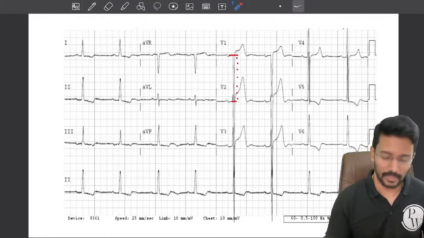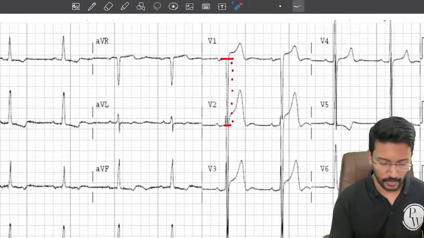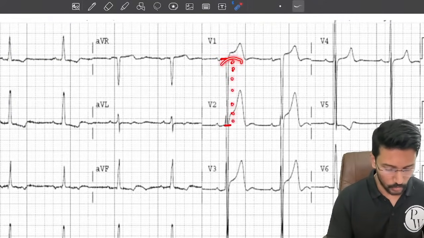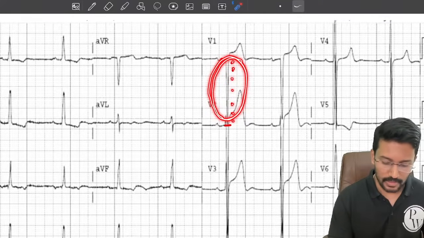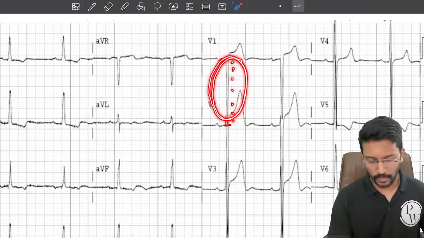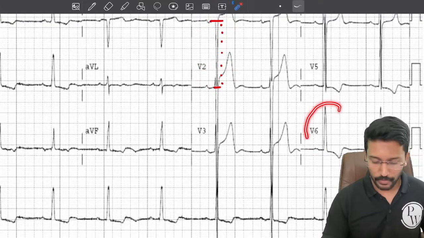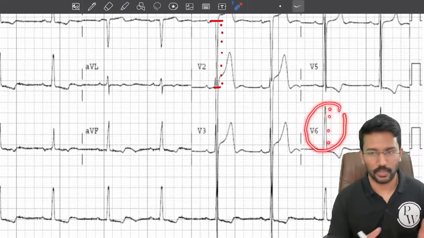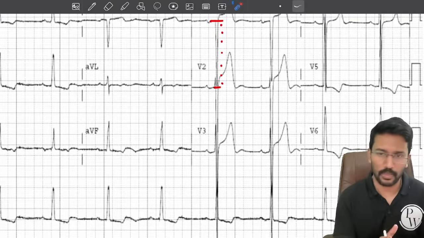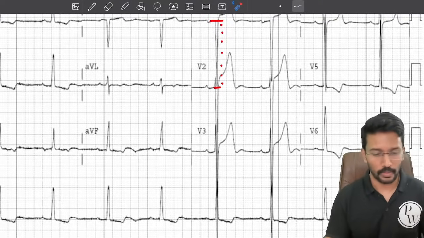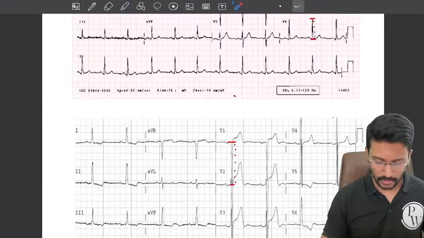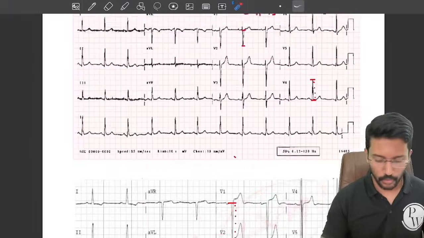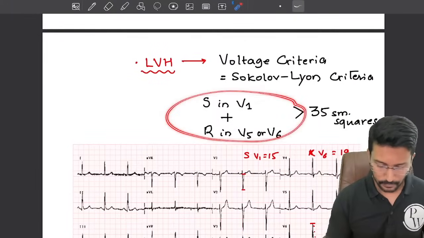This is a classical ECG of left ventricular hypertrophy. So here 1, 2, 3, 4, 5, 6, 7. So almost 32, 33 is the amplitude of S in V1. Plus when you look at R in V5 or V6, this is also 1, 2, 3, 4. So almost 20. So it is certainly more than 50. More than 50 is definitely more than 35. So according to the Sokolow-Lyon criteria, this ECG has left ventricular hypertrophy. So you have to remember this formula.